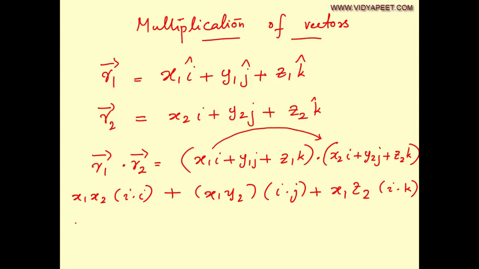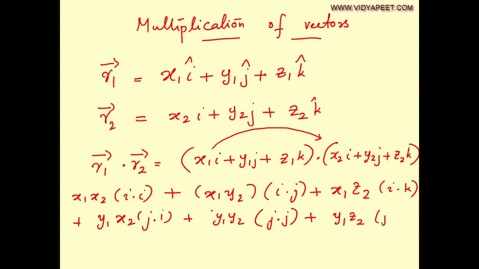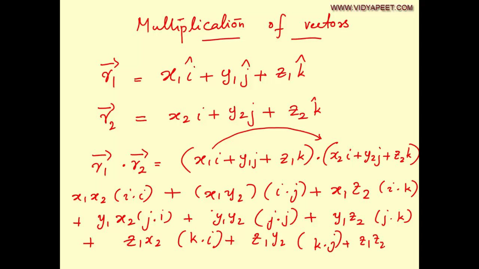Plus, now I repeat it by doing y1j, so y1 into x2 into j dot i plus y1 y2 into j dot j plus y1 z2 into j dot k plus z1 x2 into k dot i plus z1 y2 into k dot j plus z1 z2 into k dot k.